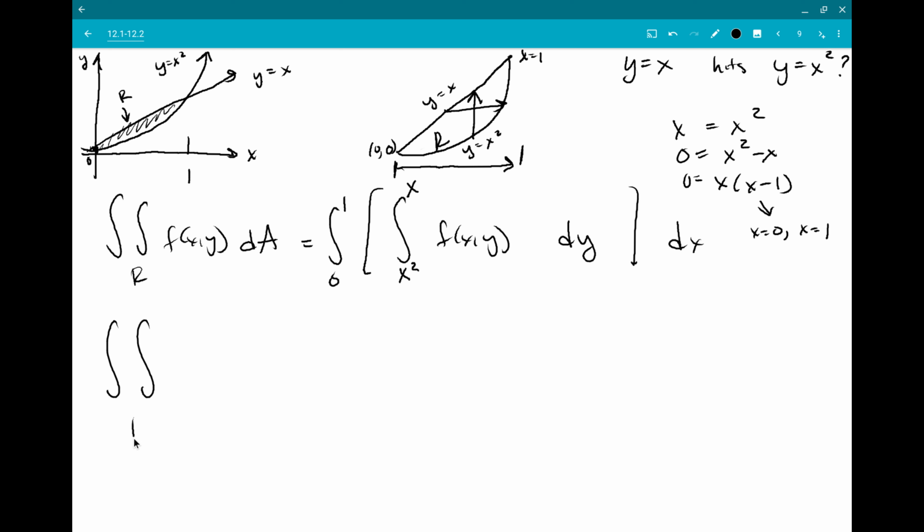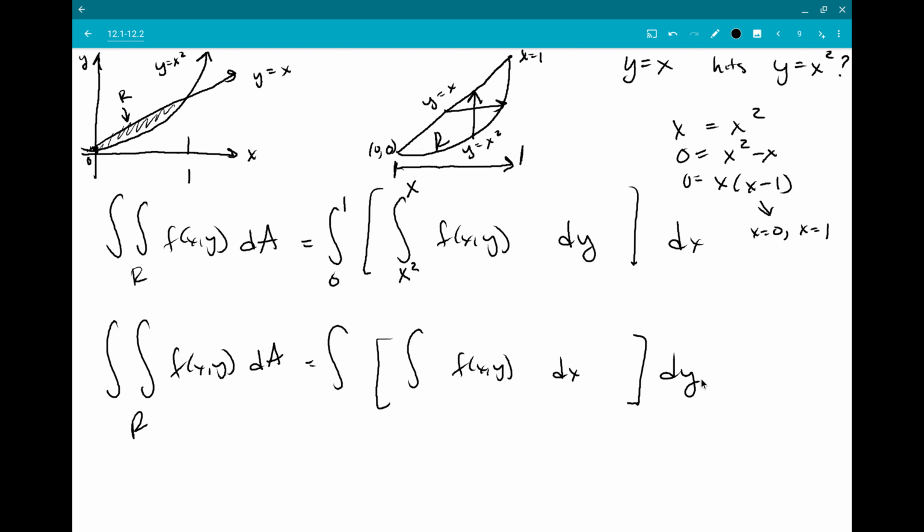Real quick, since we're here, I'm going to set it up the other way as well. All right, now I want to fill this in, integrating with respect to x first and then y. So let's draw our little contact lens shape again. So my top line was y equals x. So that's the line x equals y. And my bottom line was y equals x squared. So that's x equals square root y.